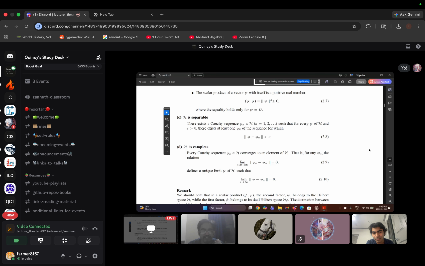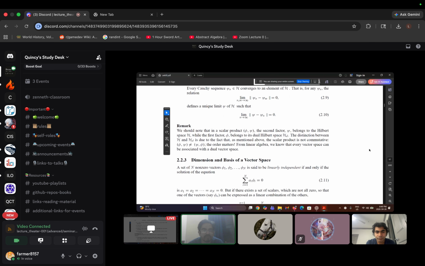H is complete. Every Cauchy sequence psi n belonging to H converges to an element of H. That is, for any psi n, the relation limit as n, m approach infinity of the modulus of psi n minus psi m equals 0 defines a unique limit psi of H such that the limit as n approaches infinity of psi minus psi n is equal to 0. Right, so it generalizes. Cool.